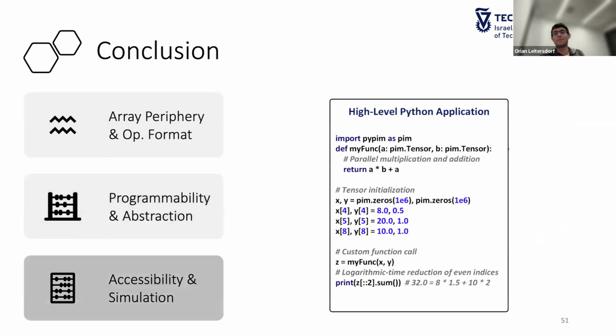And then lastly, accessibility and simulation. We have this Python interface that you can try out today, which lets you almost have a drop-in replacement to libraries such as NumPy and PyTorch, and try out PIM today, see how it can improve your algorithms.